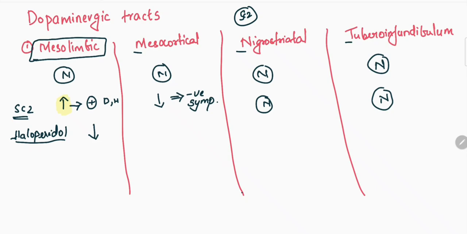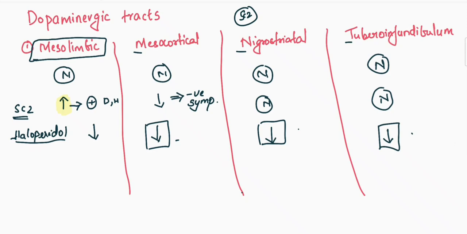But what happened to the other tracts? It will decrease the dopamine. This haloperidol will decrease dopamine in all the tracts. Initially we were not aware of this fact, that in all the other three tracts, mesocortical, nigrostriatal, and tuberoinfundibular, the dopamine will also fall. And these will cause the adverse effects. Anyways, let's talk one by one.